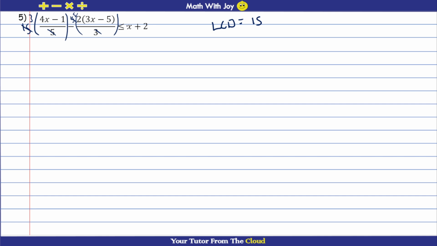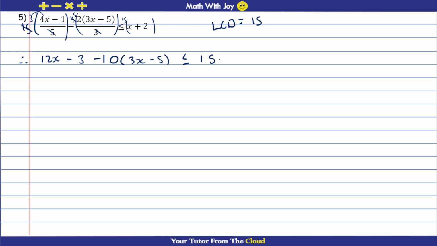Then I need to multiply these by 15 as well. So I'll just multiply all of this by 15, or you can multiply them separately by 15. All right, so what we will have here is 12x, right? Because this needs to multiply. So we have 12x minus 3, and then let's multiply the 5. -5 times the 2, we're going to get -10 bracket 3x minus 5. I'll multiply that in later on.